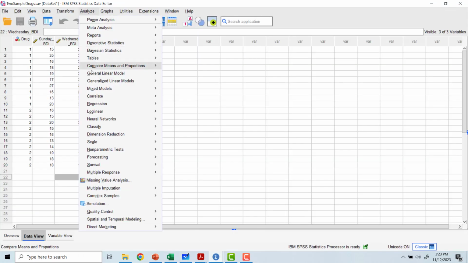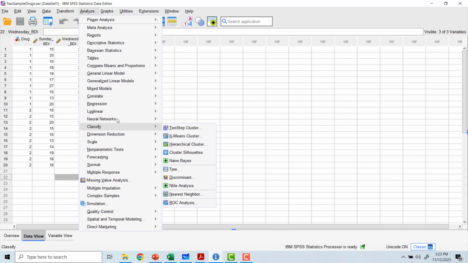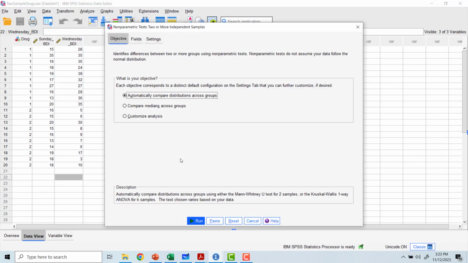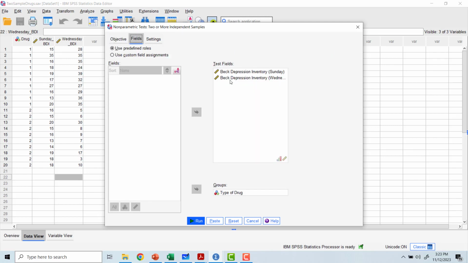So we're going to analyze, and we're going to be doing non-parametric tests, which are down here. And we're going to be doing independent samples. And let's just go to fields. And it's got a bit of intelligence. So it's got the Beck Depression Inventory Sunday, Beck Depression Inventory Wednesday. And we're grouping by type of drug.